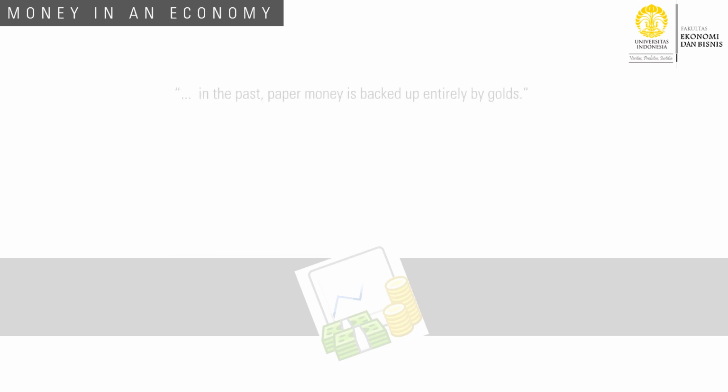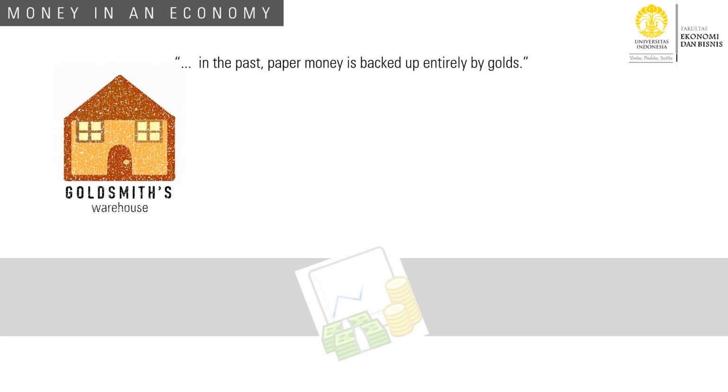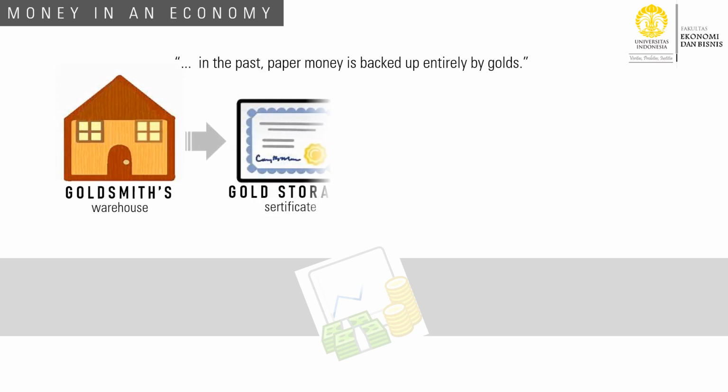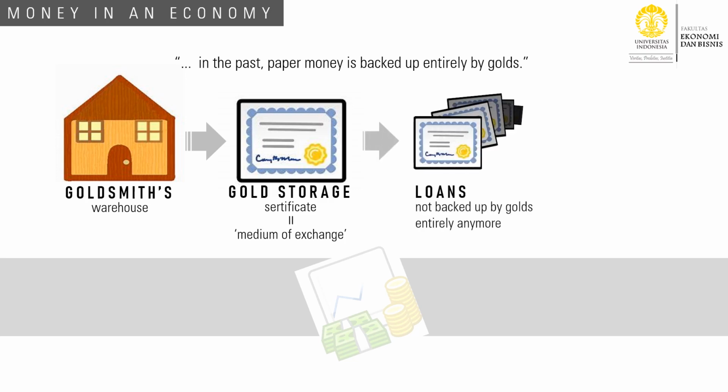It is interesting to know that in the past, paper money was backed entirely by gold. Remember the story about the goldsmith and his warehouse? A printed receipt of the gold storage at the warehouse can serve as money in society. People truly believed that the receipt represents the ownership of a certain amount of gold in the goldsmith's warehouse. Then the goldsmith realized that normally people will not suddenly withdraw their gold together at the same time. Because of this, he thought that it is possible to make loans using the receipts of gold storage he printed.